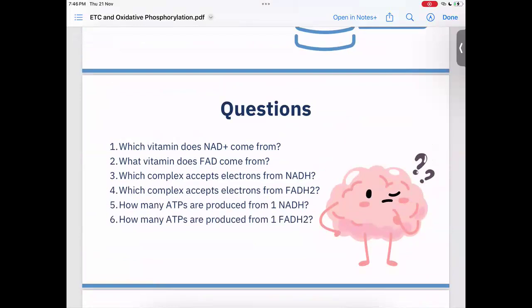Let's have some questions for review. If anyone would like to answer, which vitamin does NAD plus come from? B3. Yes, perfect. And FAD? B2. Wow, amazing. Which complex accepts electrons from NADH? Remember, I told you there's an additional one that accepts from FADH2, and then there's the main one that accepts from NADH. Okay, perfect.